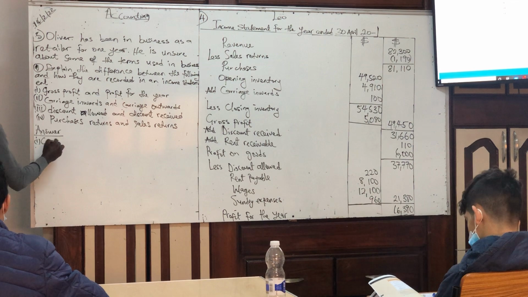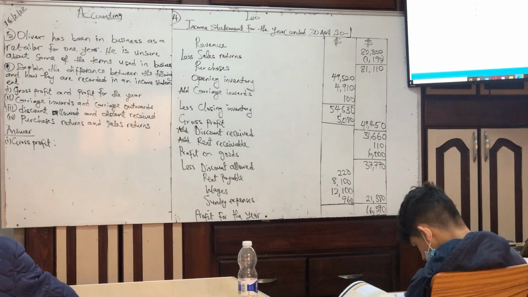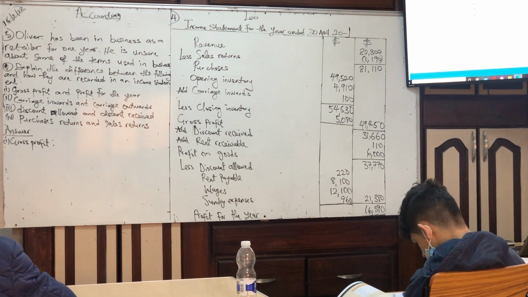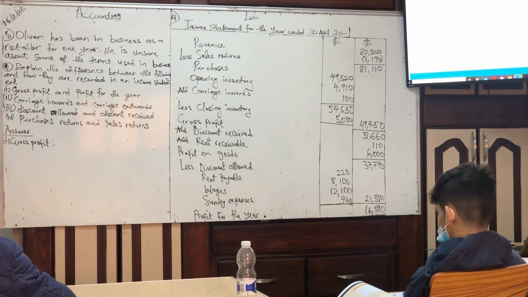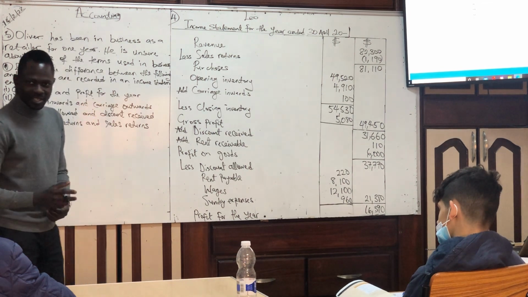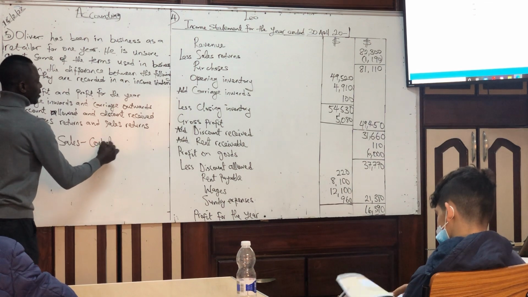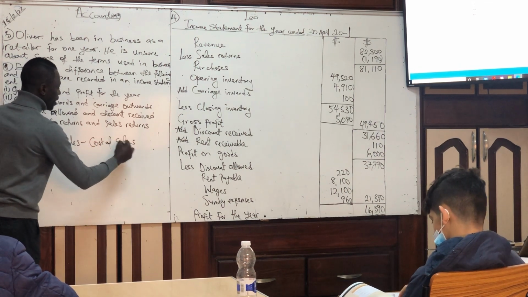Anya, what's gross profit, please? When they ask you for the meaning, either you use a formula or you give it in meaning. So what's gross profit? Number of sales minus cost of sales. Sales minus cost of sales, thank you. Or cost of goods sold, okay?